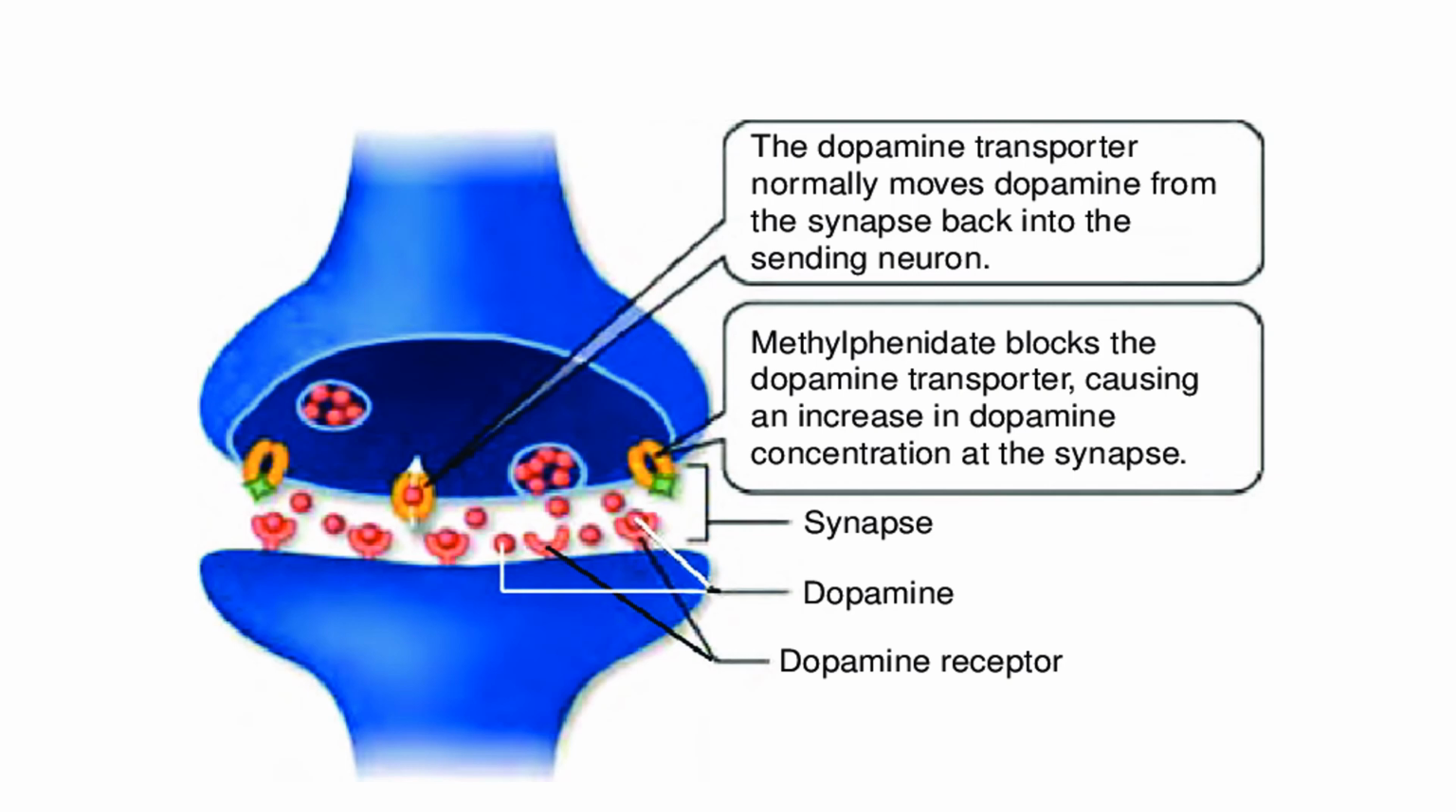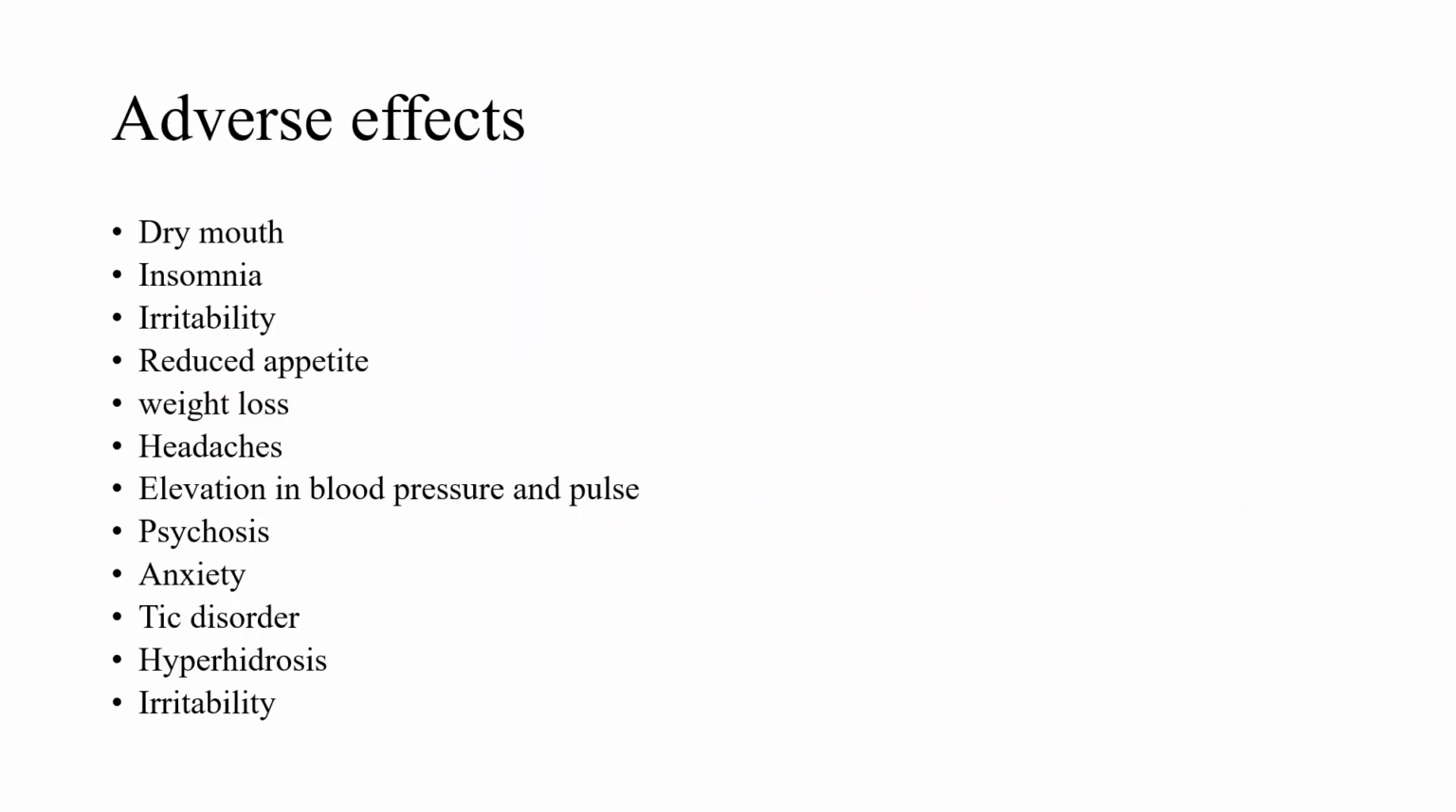So this is a diagrammatical representation. Normally, the dopamine transporter moves dopamine from the synapse back into the sending neuron. So there's this cycle: dopamine comes into the synapse and again is taken back. Methylphenidate basically blocks these transporters, and there's increased availability of dopamine and norepinephrine in the synapse, which helps to relieve the symptoms. Methylphenidate blocks the dopamine transporter, causing an increase in dopamine concentration at the synapse.